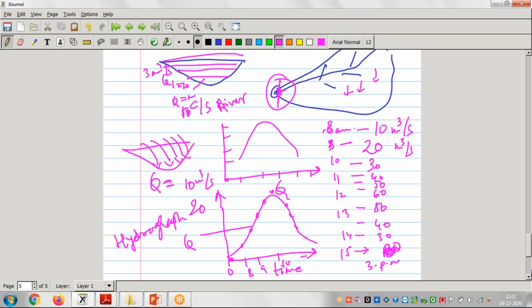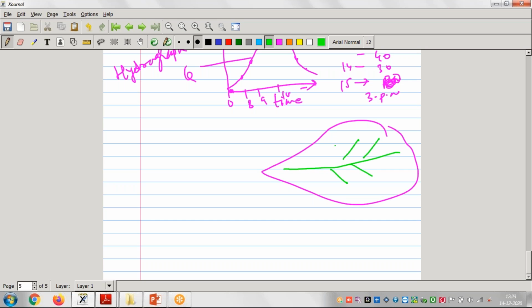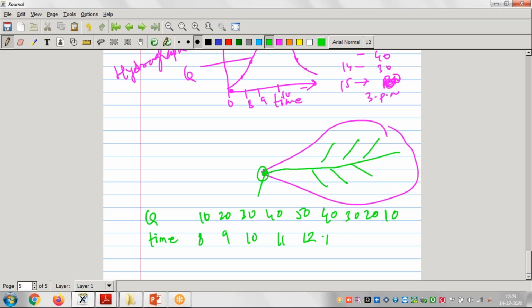Hydrograph means what? Whatever rainfall happened here, this rainfall happened in the watershed, and through this stream, this water is collected at its outlet, and at its outlet we measure this Q at different time intervals, right? Suppose at 8 a.m. and 9 a.m., then 10 a.m., then 11, then 12, right? We measured the discharge, that is 10, 20, 30, 40, 50, likewise. Then at 1 p.m. again it is reduced, then 30, 20, 10, likewise.